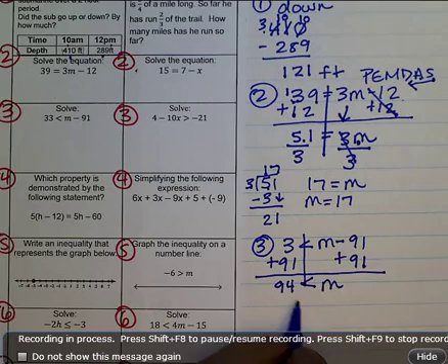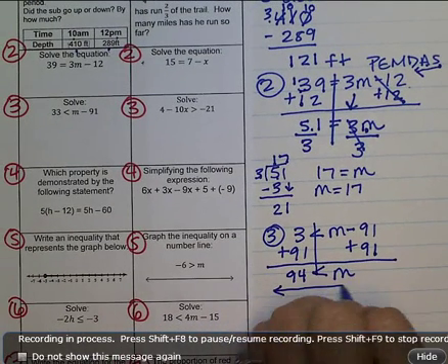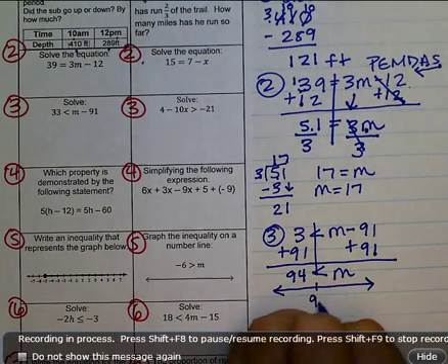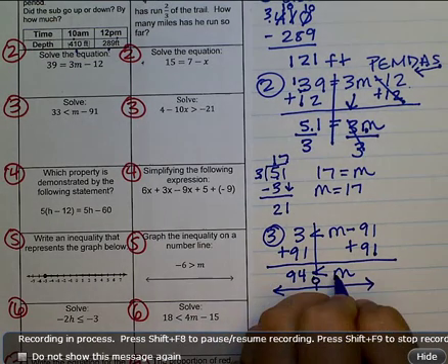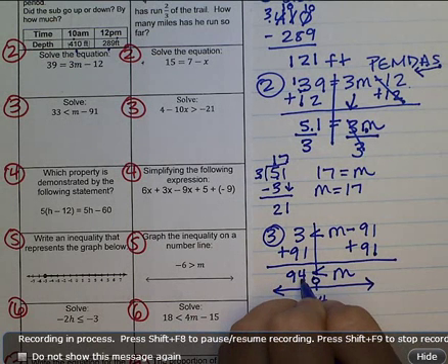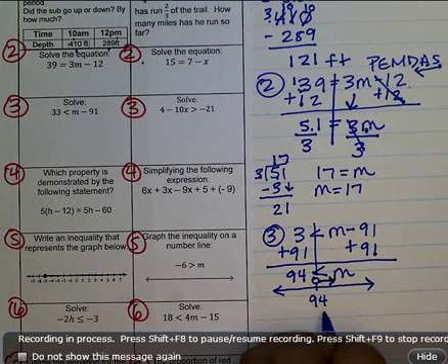If we'd like to make a number line, we can put 94 on the number line, have an open circle, and m is greater than 94, therefore m is anything greater than 94.